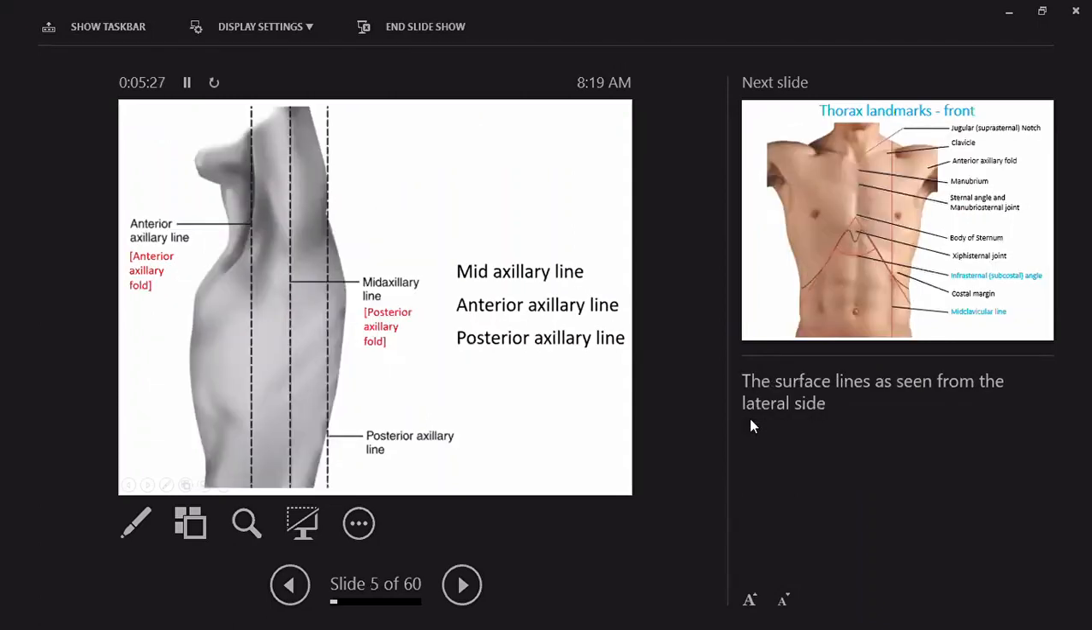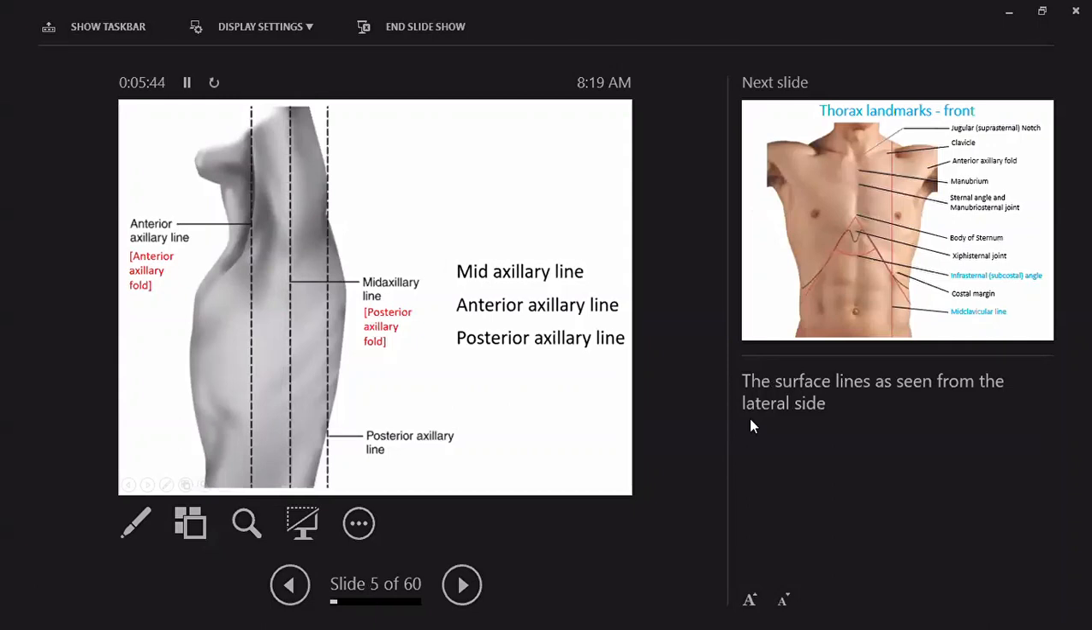Moving on from this, with the arm raised above the head, you are able to see three axillary lines. So one is the anterior axillary, posterior axillary, and then you get the all important mid axillary line. Never forget these lines either.